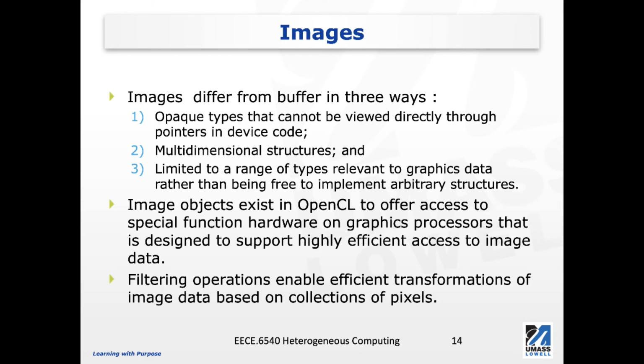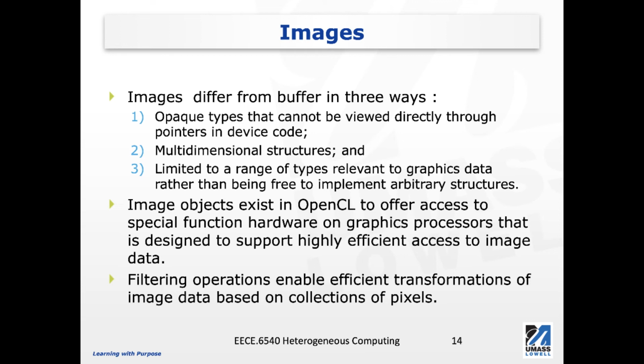Images differ from buffers in several ways. They are opaque types that cannot be viewed directly through pointers. They are multi-dimensional structures, and they are limited to a range of types relevant to graphics operations, and they cannot be used to freely implement arbitrary structures. The reason we have image objects in OpenCL is to offer access to special memory functions that can be accelerated using graphics processors or other specialized devices.